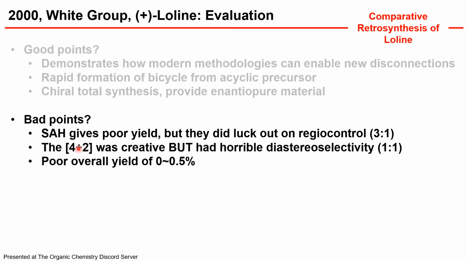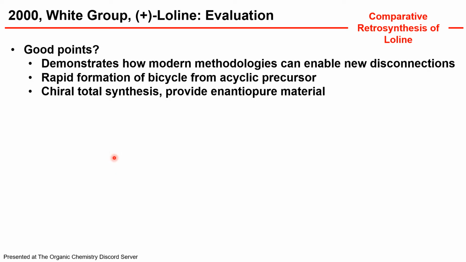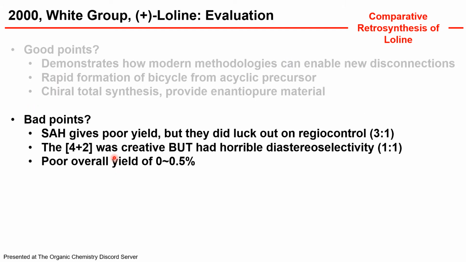Yeah, and the 4+2 that I was talking about, this heteroatom Diels-Alder, was a really great idea, but it had pretty much no diastereoselectivity. So they couldn't optimize it to get what they wanted. Yeah, so unlucky overall, right? It's a great idea, but it's just unlucky. And the overall synthesis was measly. I mean, it's not feasible.